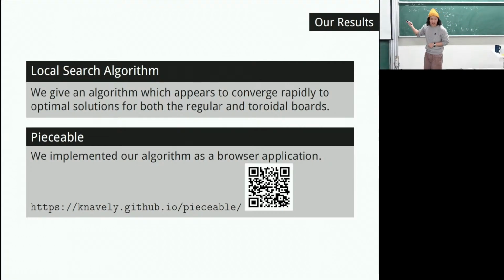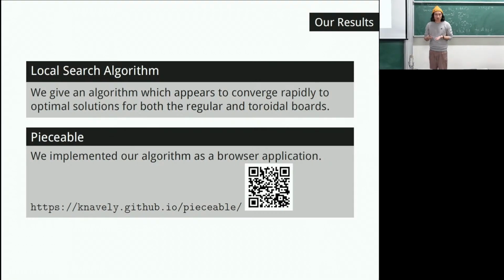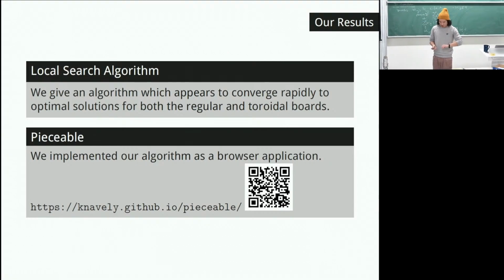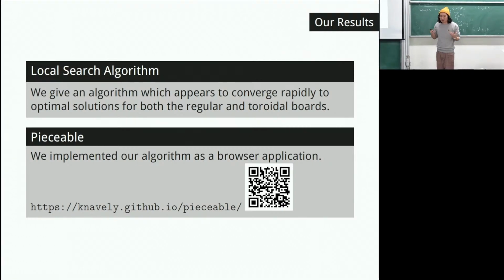So the approach is robust, it works both for the regular board and for the toroidal board. You'll see that the app has a button that you can switch between the torus and the regular board. Okay. I'll probably still finish early because I think what we did was not terribly deep. So we'll see how things go.